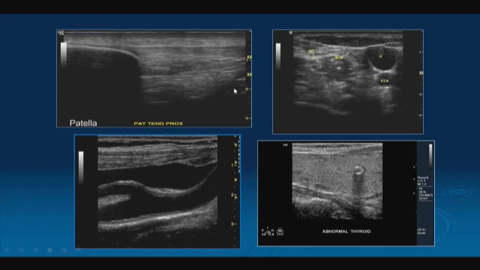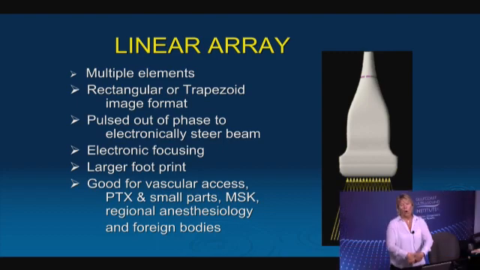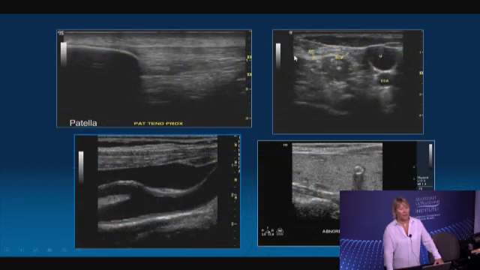Now, when you look at the image on the linear array, notice that it's not a sector format, it's actually a rectangular format. And the reason for that is the way that the sound wave is generated. In the previous example, I said that all the elements were pulsed together but just slightly out of phase. In the linear array transducer, the elements are all lined up and they're pulsed in groups of 4. So elements 1, 2, 3, 4 are pulsed, then they overlap, maybe 2, 3, 4, 5 are pulsed, very quickly and sequentially. Since they're pulsed in a line, the sound beam can only be directed straight down. And that's why we have a rectangular image format as compared to a sector.